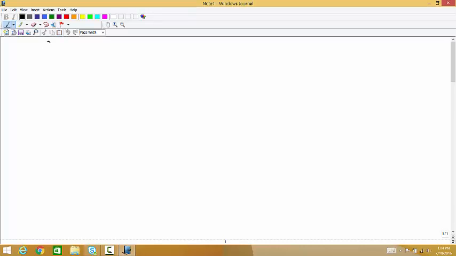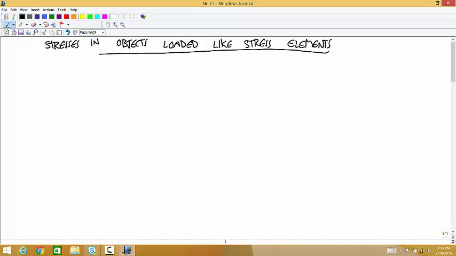It was in the set of stresses in objects loaded, like stress elements. There's got to be a simpler way to write that name. The size of the class just increased by like 25%.